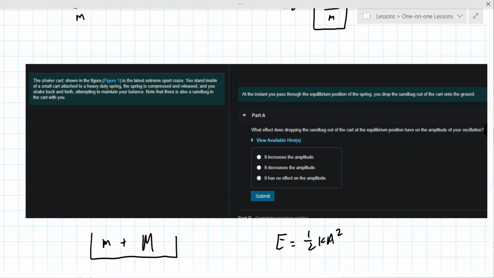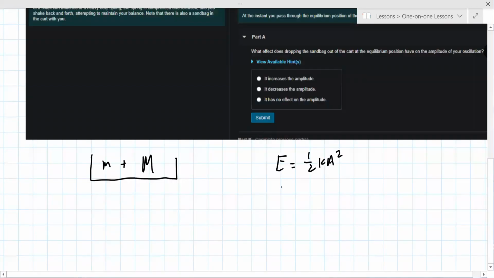And probably because energy is associated with mass, this E is maybe associated with 1/2 mv squared. Well, if it's equal to 1/2 k A squared, if m goes down, then A also has to go down. So that's why it decreases the amplitude. All right.